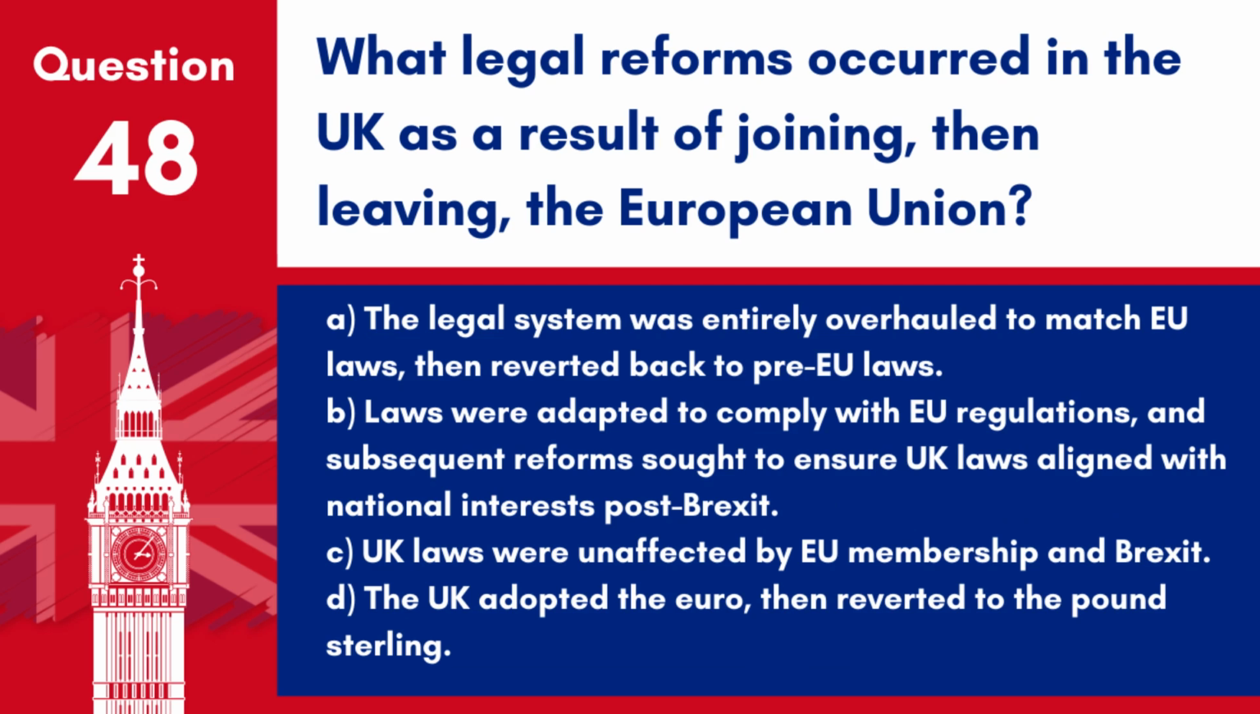Question 48. What legal reforms occurred in the UK as a result of joining, then leaving, the European Union? A. The legal system was entirely overhauled to match EU laws, then reverted back to pre-EU laws. B. Laws were adapted to comply with EU regulations, and subsequent reforms sought to ensure UK laws aligned with national interests post-Brexit. C. UK laws were unaffected by EU membership and Brexit. D. The UK adopted the euro, then reverted to the pound sterling.